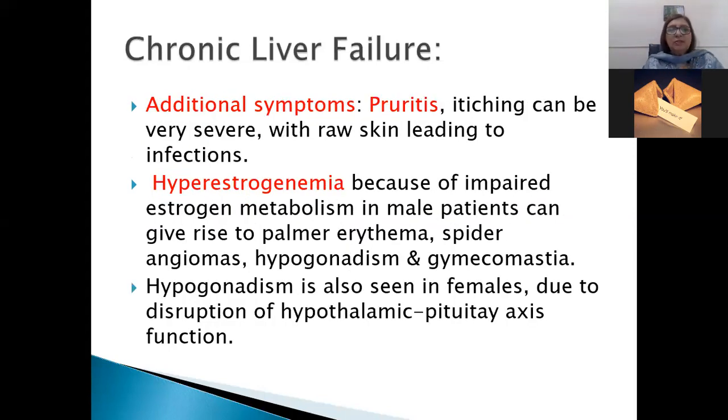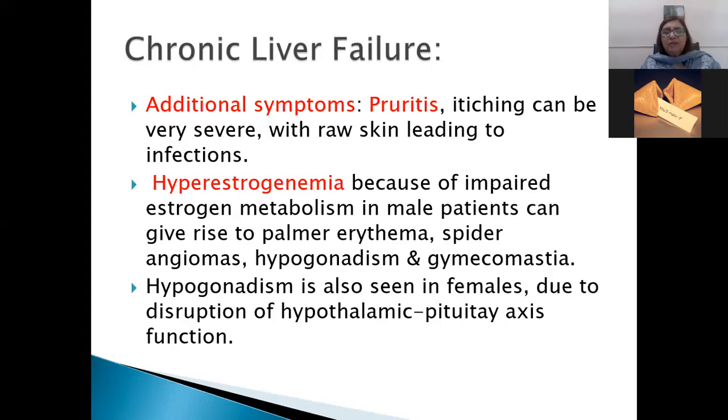Additional symptoms which can be seen in chronic liver disease are pruritus. Pruritus is itching of the skin which can be very severe and it can lead to skin infection and raw skin. Hyperestrogenemia means an increase in estrogen level, especially if it is present in the male, it can give rise to palmar erythema, spider nevi or spider angiomas, hypogonadism and gynecomastia.